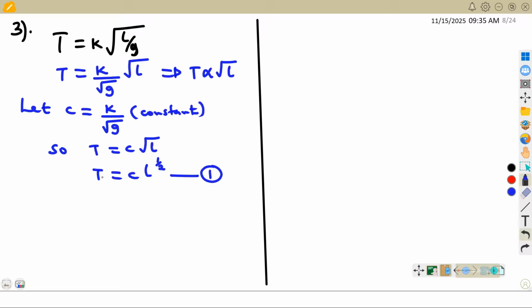We shall be differentiating this equation with respect to L. So from here, let us differentiate equation 1 with respect to L.